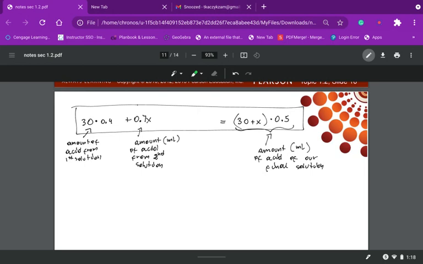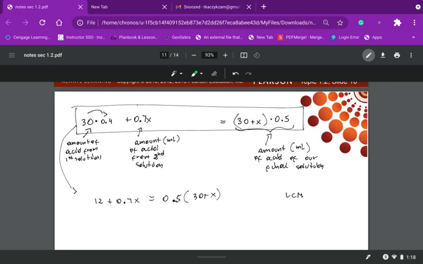Okay, so now we just need to solve the problem. You can solve it the same way like I did. If you want to, you can work with decimals or just remove those decimals. First, I'm just going to simplify, because 30 times 0.4 is just 12. So I have 12 plus 0.7x equals 0.5 times 30 plus x.